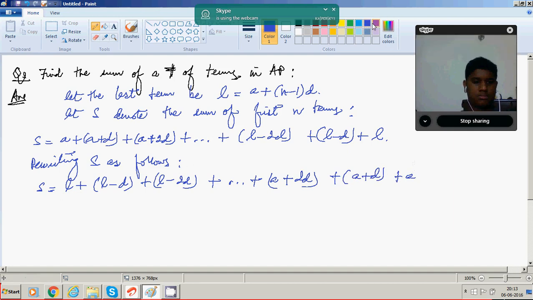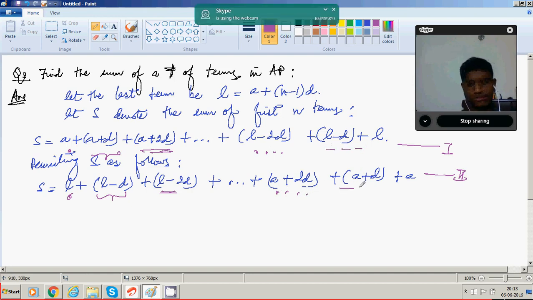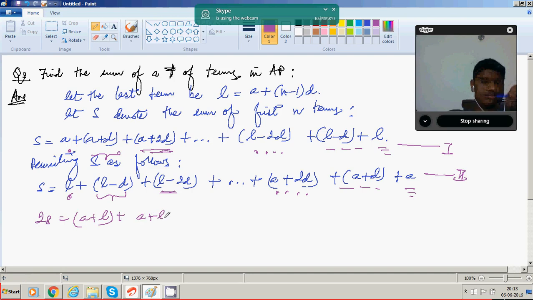Now what we will do is a little trick. Add this 1 and 2, this plus this, this plus this, as if a vertical addition is being performed. Then what do we get? We get the following. See, 2S equals a plus l plus a plus l, and so on and so forth.